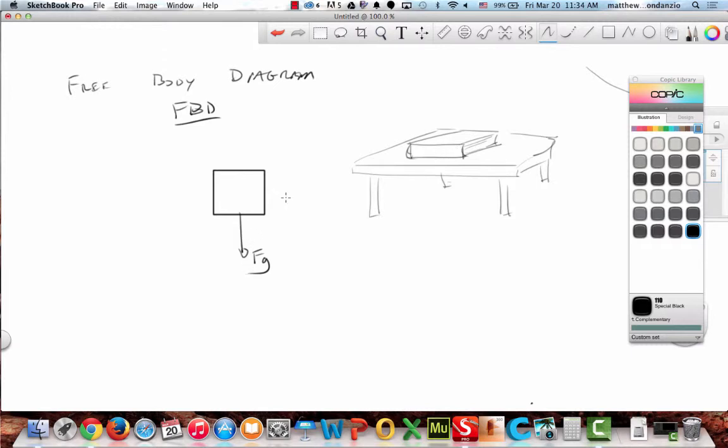What's the other force acting on this? The table. What direction is it pushing? Up. So force table. So I can draw that free body diagram with the two force vectors. One pushing up, one pushing down. You'll notice that the vectors are the same length. Why are they the same length? Because the net force is 0 because the book isn't falling through the table. Therefore, my magnitude, which is the length of the arrow, has to be the same.